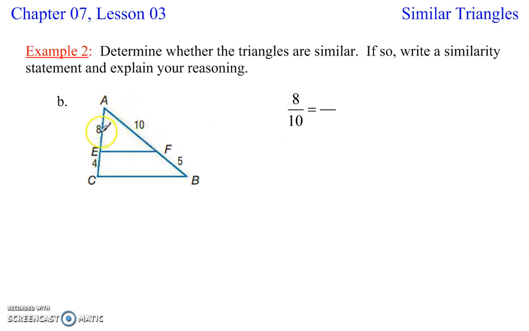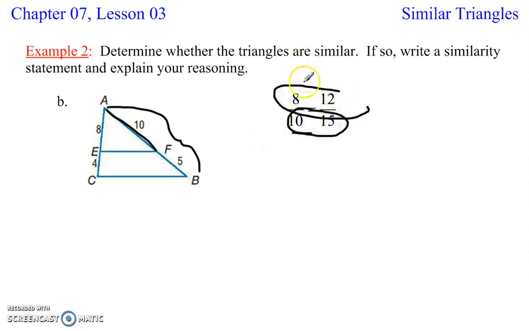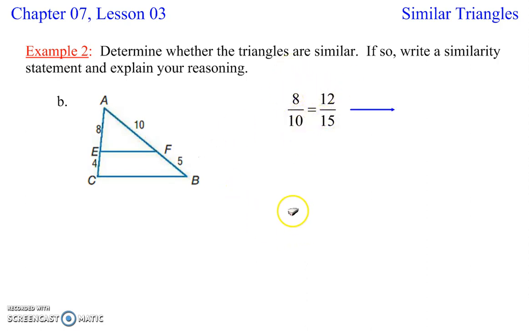We can do it this way around. 8 to 10, as long as we keep the same measure together. 8, and then 8 corresponds to 12, and 10 would correspond to 15. So this short length to the long length here, corresponding sides, we keep the same measure together. So it doesn't matter which way you go, as long as you keep the same shape together, either in one fraction or on the same side.